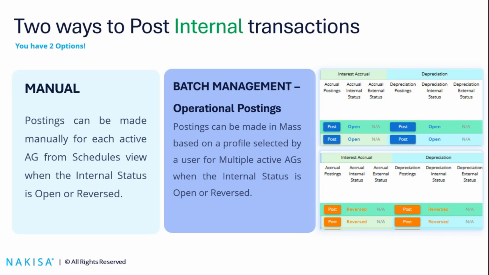We also have entries where the posting was reversed and they need to be reposted after any adjustments or modifications are done. So you will see either reverse status or open status in the internal status columns. You can post simply by clicking on the icon here. Option two is the batch management option, where postings can be made in mass, based on the profile selected by the user, to post the entries for the multiple activation groups that have been included.